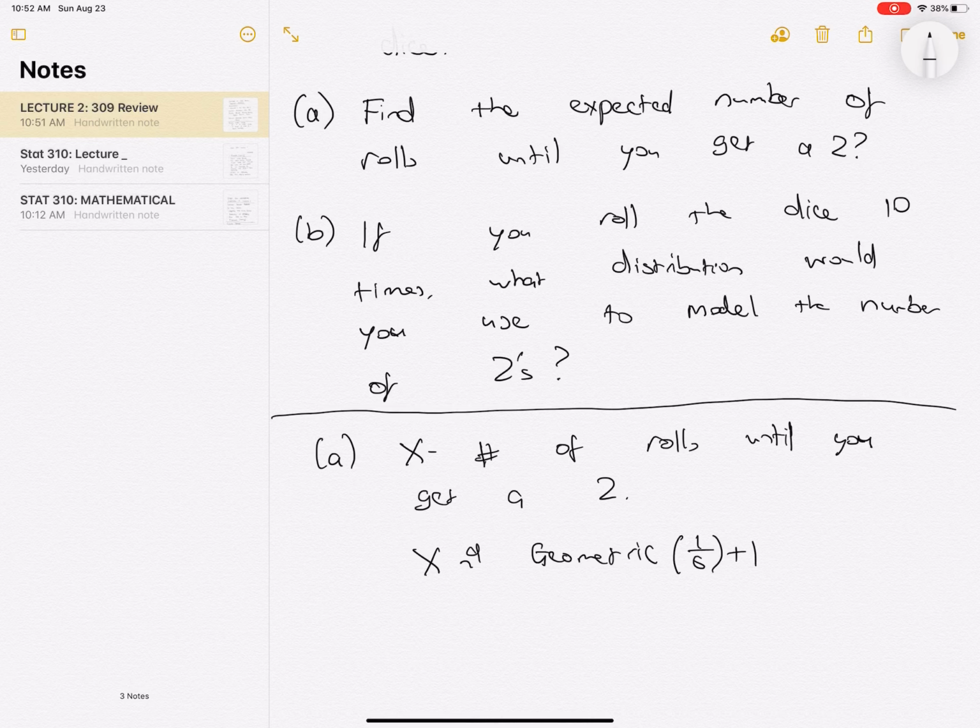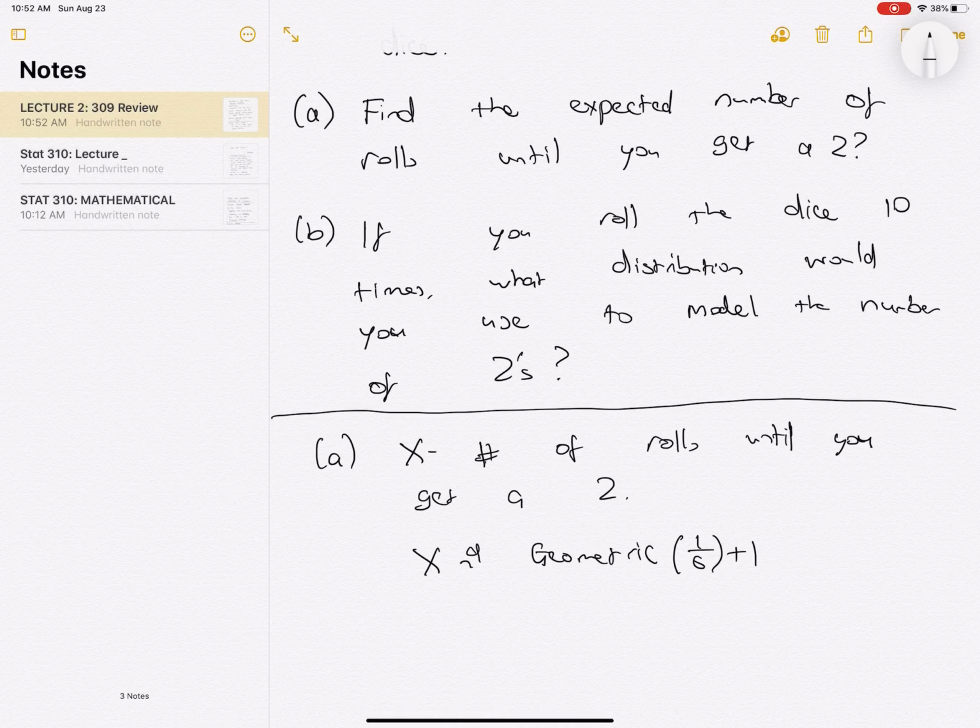For some of you, you may have also seen another definition of the geometric, which is just the number of trials or the number of rolls, which would have that 1 automatically in there. The range there would go from 1 to infinity rather than 0 to infinity. But I'm going to stick with the definition here where it starts at 0. So that means that for examples like this, I need to add a 1.